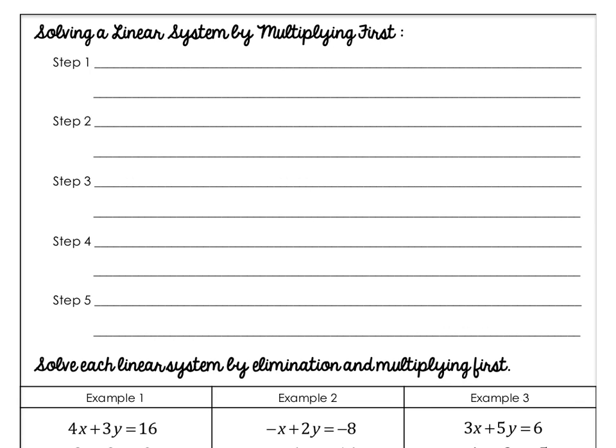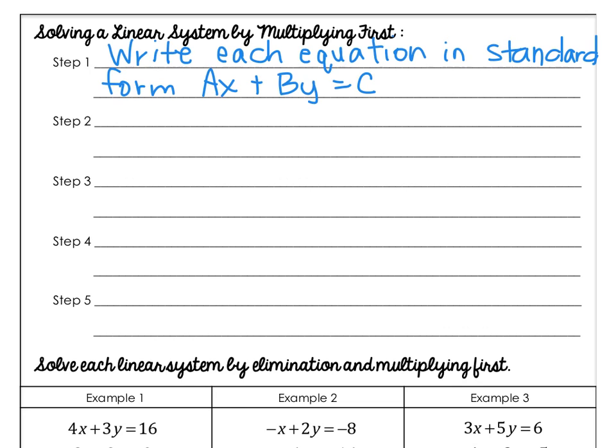what are the steps in solving a linear system by multiplying first? First, make sure each equation is written in standard form, which is ax plus by equals c. This is a good time to note that if you are given a system that is written in standard form, then elimination is a good strategy to solve it. But if you're given a system that's written in slope-intercept form, y equals mx plus b, then graphing might be a better way to solve it.